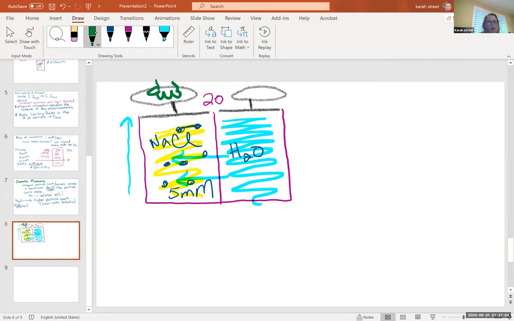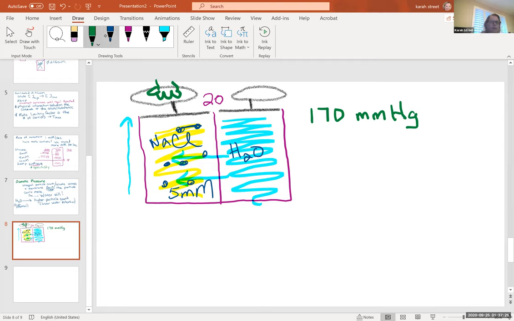Did anybody do it? 170. 170 millimeters of mercury worth of pressure, you had to push down to stop that water from moving. Okay, good.